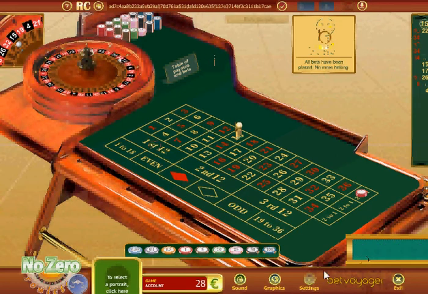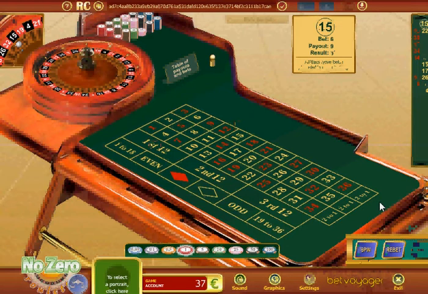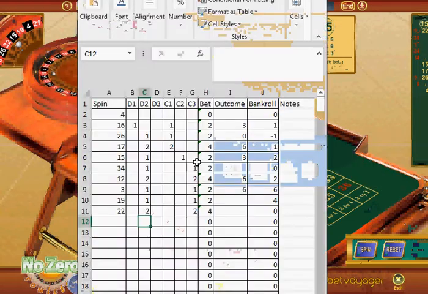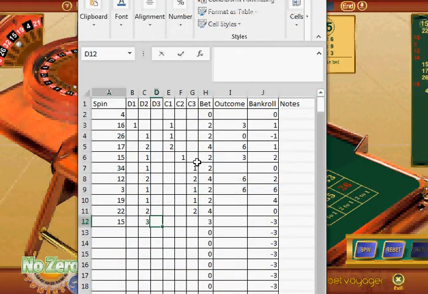So as you can see, we get a hit on the column, which, going back to the Excel, a hit on the column will give us an outcome of 9. So we are not at a new bankroll high.